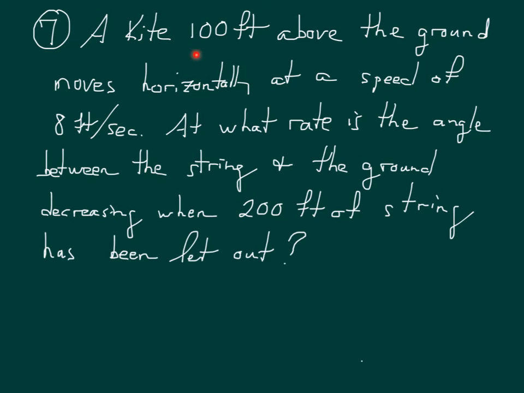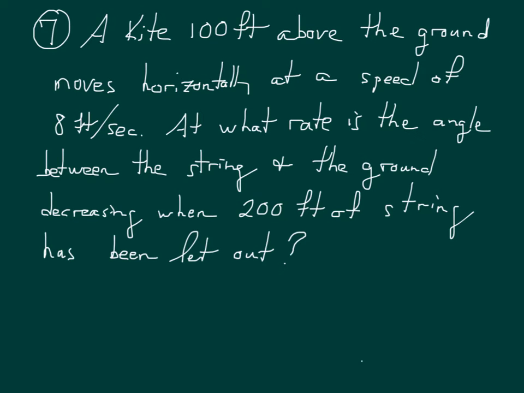It says a kite 100 feet above the ground moves horizontally at a speed of 8 feet per second. And the question is, at what rate is the angle between the string and the ground decreasing when 200 feet of string has been let out? All right, so you should read that over a few times and try to get a picture of this kite 100 feet above the ground moving.